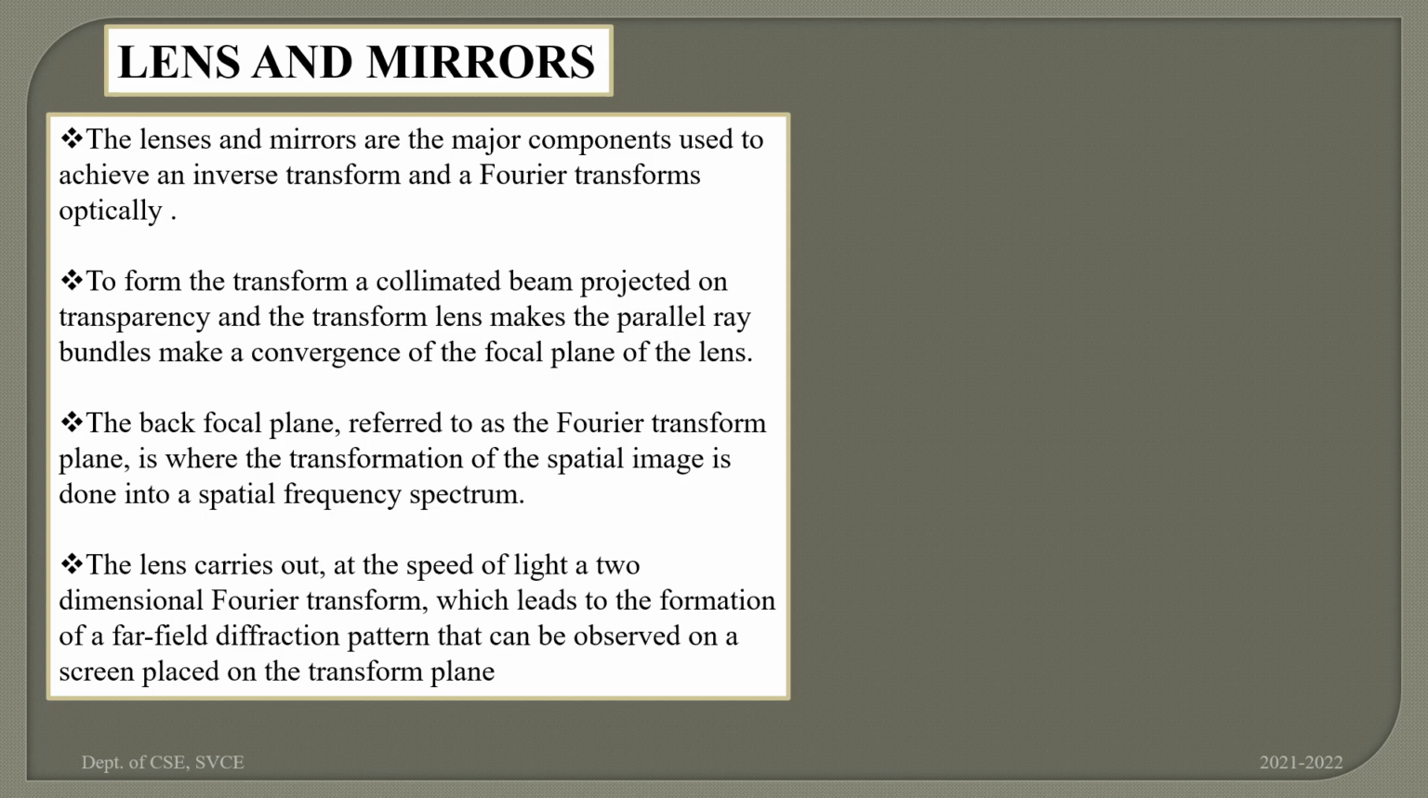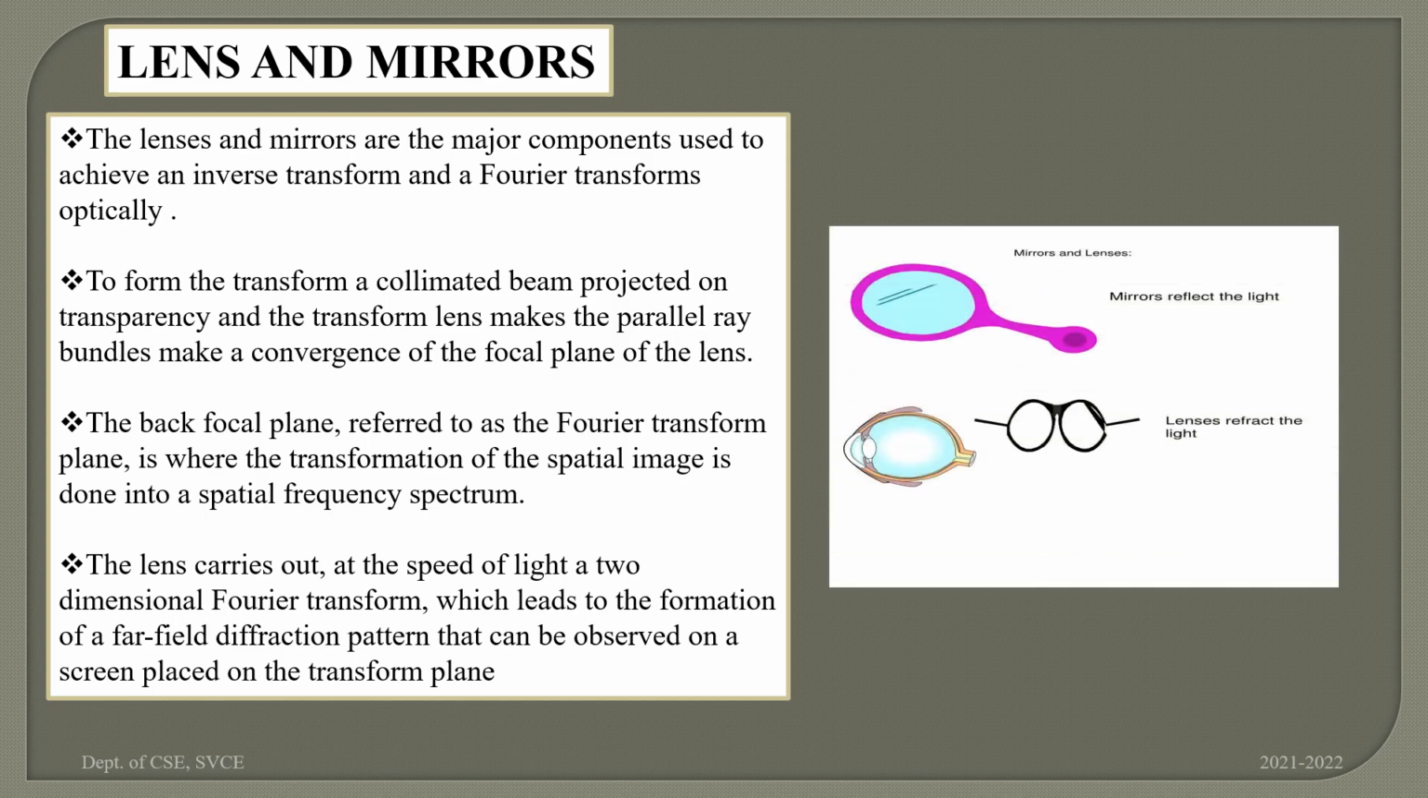The lens carries out at the speed of light a two-dimensional Fourier transform, which leads to the formation of a far-field diffraction pattern that can be observed on a screen placed on the transform plane. Here we will see the mirrors and the lenses, where mirrors reflect the light, lenses refract the light.